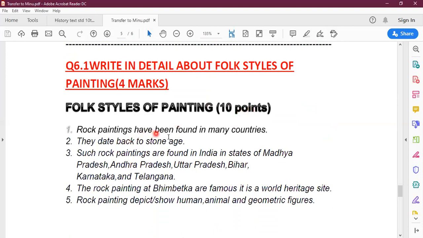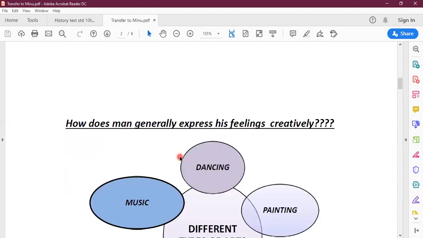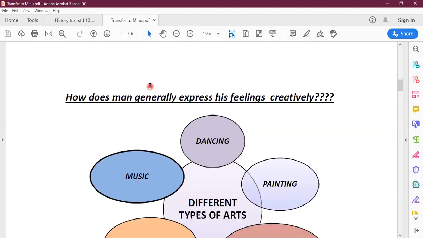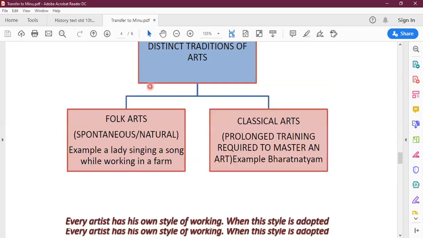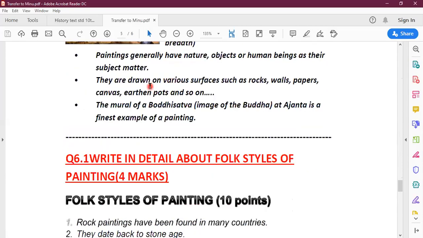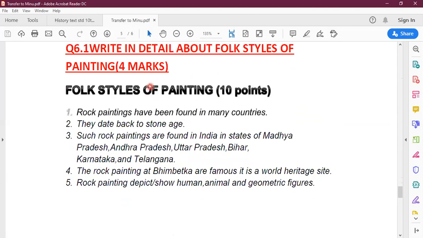Rock paintings are found in many countries. They date back to the Stone Age. In India, these Stone Age paintings are found in Madhya Pradesh, Andhra Pradesh, Uttar Pradesh, Bihar. We have different states where these paintings are found. The rock painting at Bhimbetka is very famous. It's a World Heritage Site.